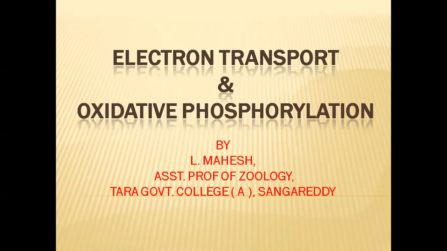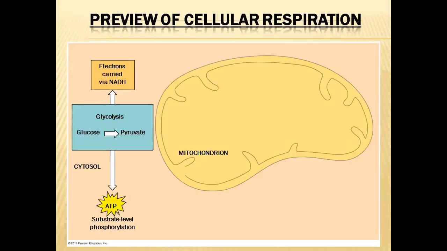In today's class, we are going to discuss electron transport and oxidative phosphorylation. These two biochemical pathways come under cellular respiration. Now let us see the preview of cellular respiration.